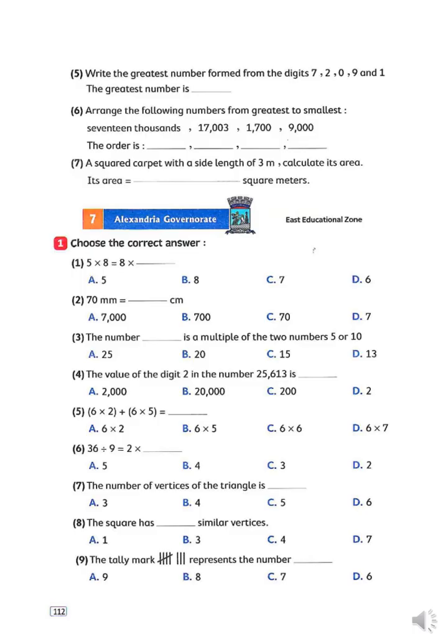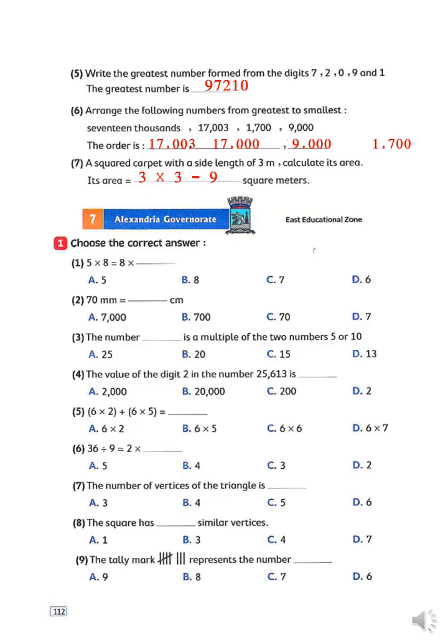Write the greatest number formed from the digits 7, 2, 0, 9, and 1. The greatest number is 97,210. Arrange the following numbers from the greatest to the smallest. 17,003, 17,000, 9,000, 1,700. A squared carpet with a side length of 3 meters. Calculate its area. Its area equals 3 by 3 equals 9.